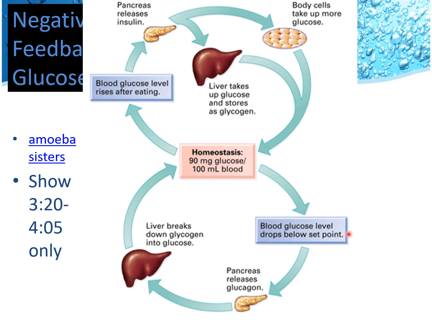If you look at the bottom portion, when blood glucose level drops below a certain point, the pancreas is going to release glucagon, and the liver is going to break down the glycogen into glucose. And this is going to bring it back to a normal level.